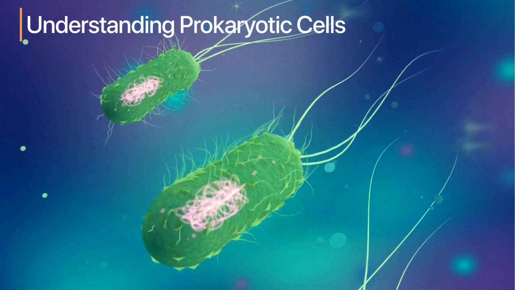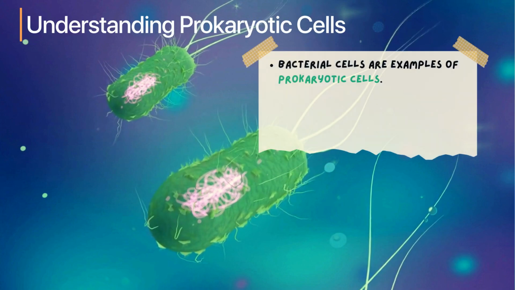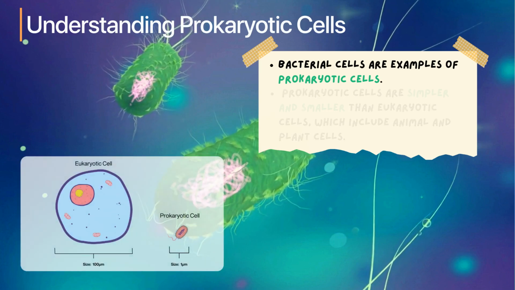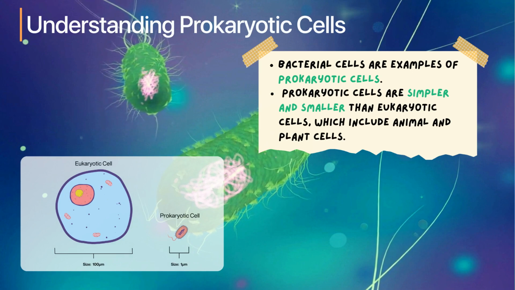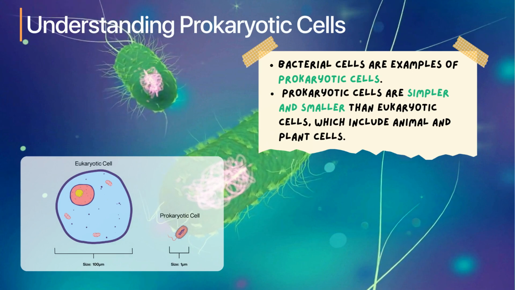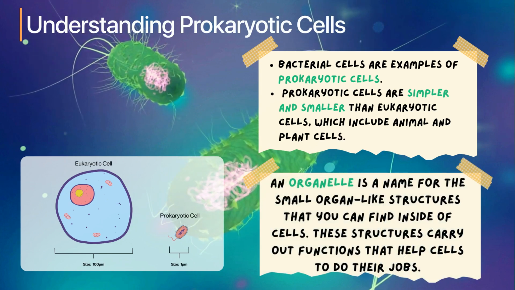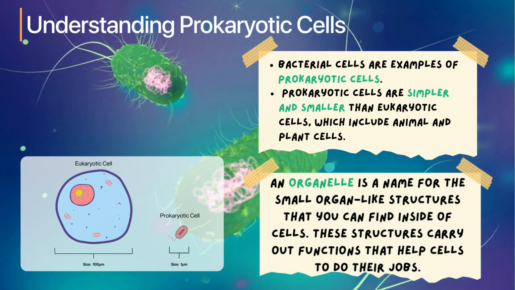Before we look into the specifics of bacterial cells, it's essential to understand that bacterial cells are examples of prokaryotic cells. Prokaryotic cells are simpler and smaller than eukaryotic cells. In this lesson, we are going to look carefully at the organelles in a bacteria cell. Remember, an organelle is a name for the small organ-like structures that you can find inside of cells. These structures carry out functions that help cells to do their jobs.